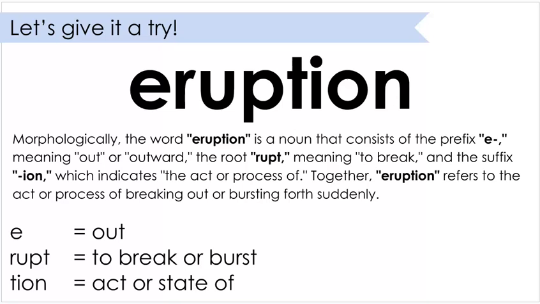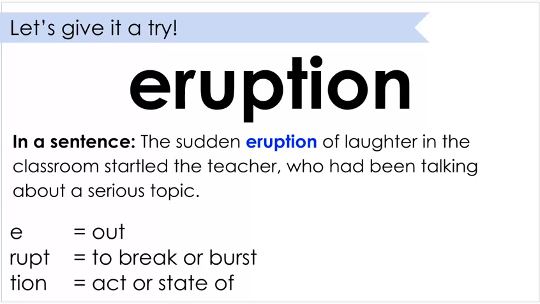Eruption is correct. Morphologically, the word eruption is a noun that consists of the prefix e, meaning out or outward, the root rupt, meaning to break, and the suffix tion, or ion in this one, which indicates the act or process of. Together, eruption refers to the act or process of breaking out or bursting forth suddenly. In a sentence, we would say the sudden eruption of laughter in the classroom startled the teacher, who had been talking about a serious topic.